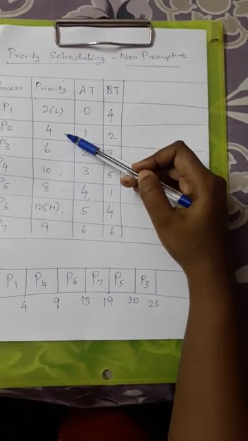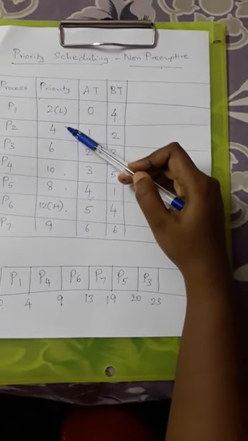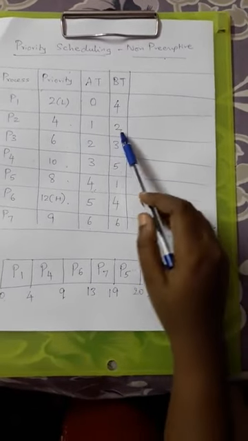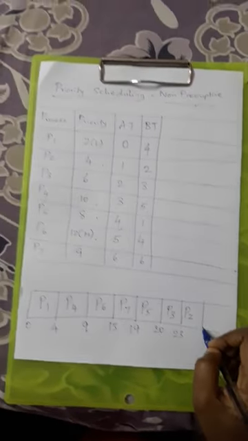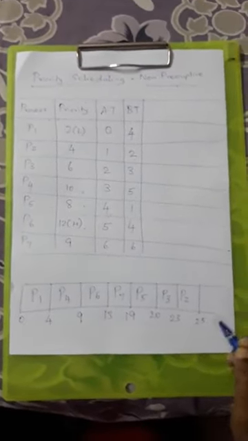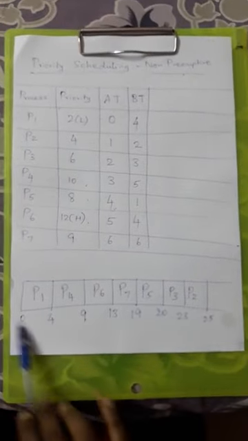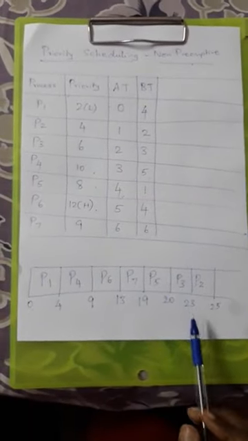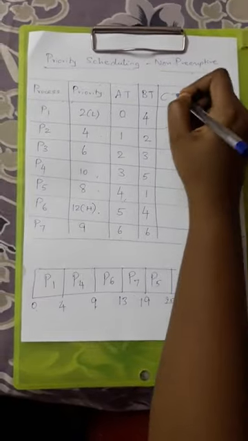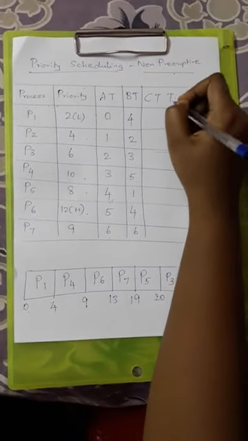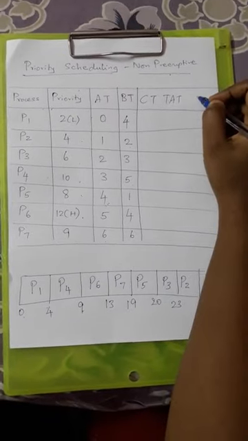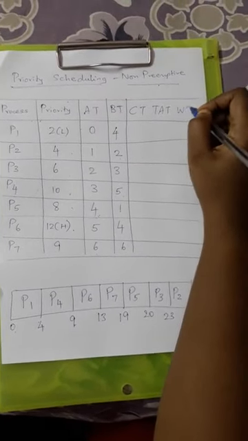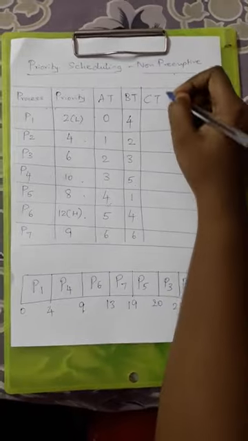Next level is P2 which has priority 4. P2 has burst time 2. So, P2 executes from 23 to 25. Likewise, all the processes have completed their execution. Now, we have to calculate the completion time, turnaround time, waiting time and response time.